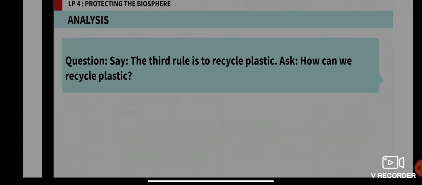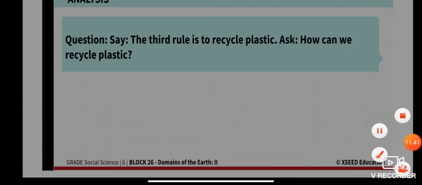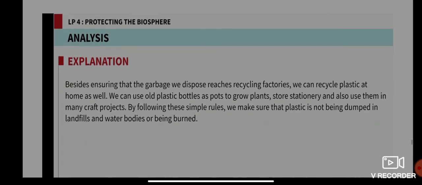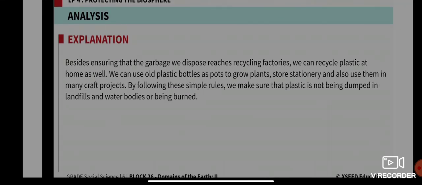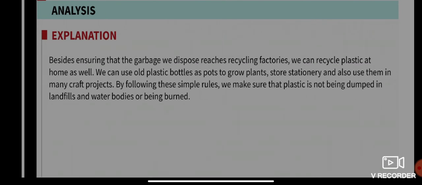Finally, the third rule is to recycle plastic. And how do we do that? How can we recycle plastic? Besides ensuring that the garbage we dispose reaches recycling factories, we can recycle plastic at home as well. I'm sure you have all heard about the people who buy old plastic and bottles. They collect the garbage, the waste material, and then transport it to the recycling factories, and that is how they recycle those wastes.